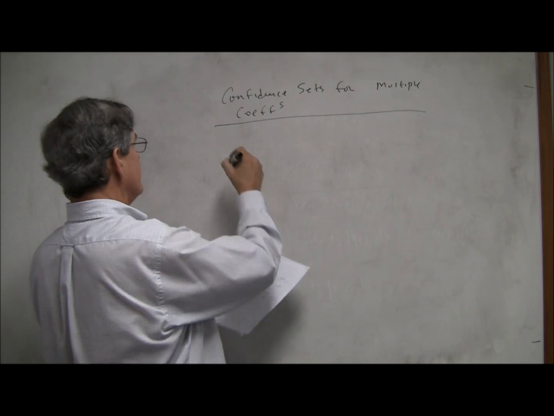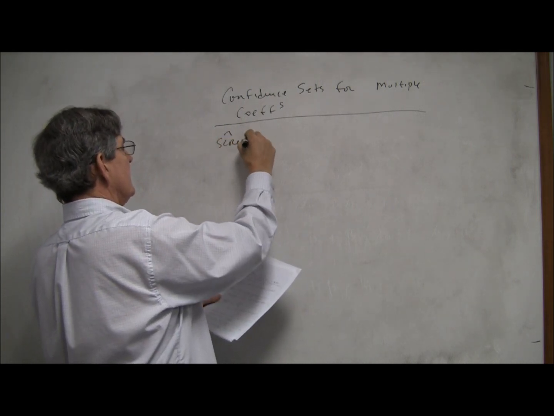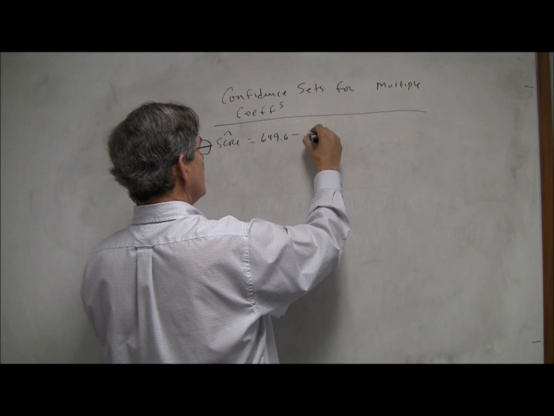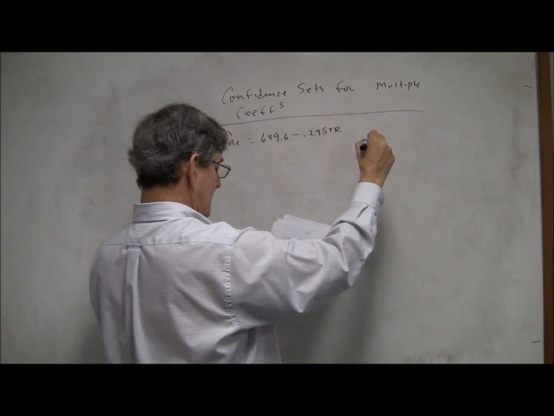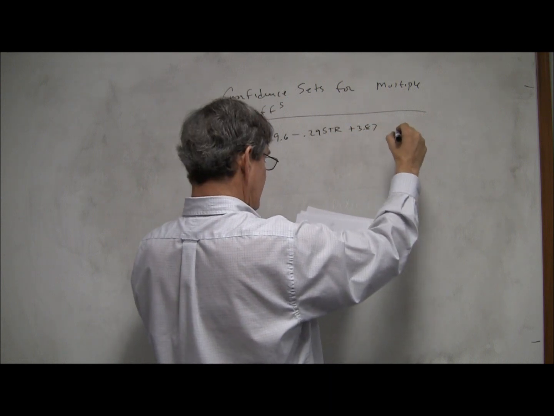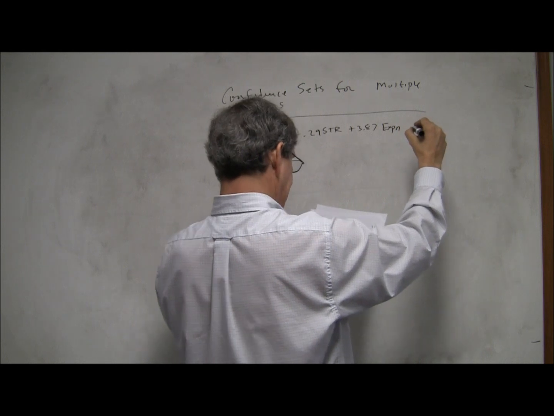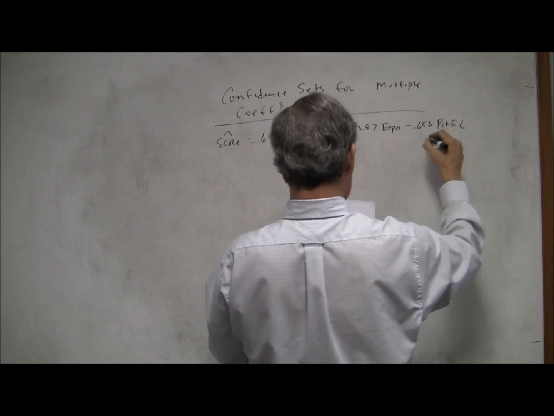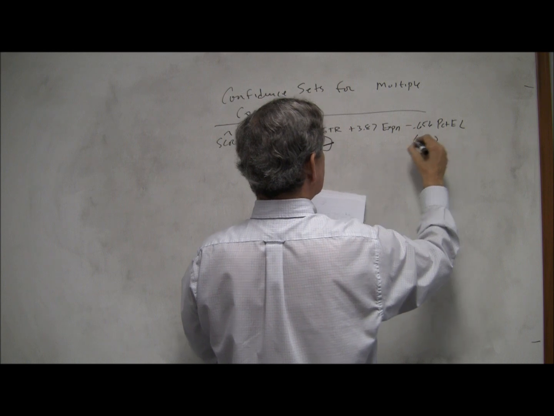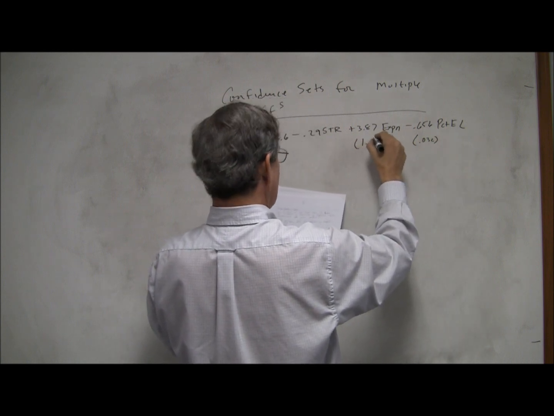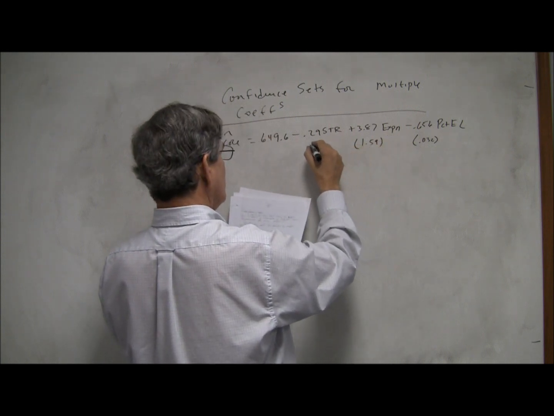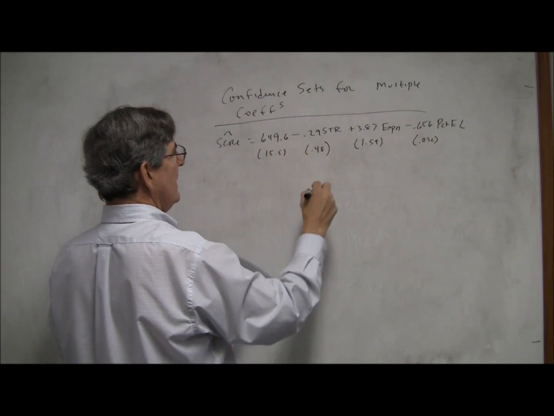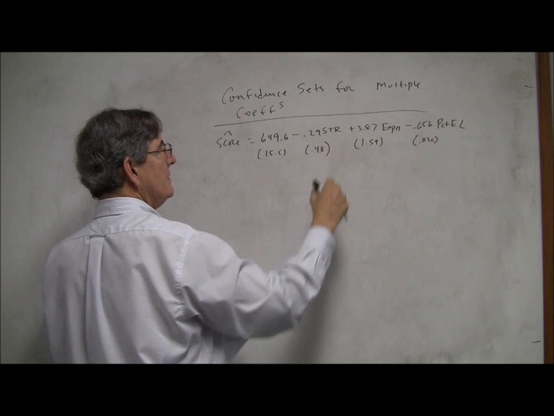So we estimated this model: predicted score is 649.6 minus 0.29 STR plus 3.87 expenditures per pupil minus 0.656 times the percent English learners. And we had some standard errors, 0.032, 1.59, 0.48, and 15.5. And we did a joint test if that and that were simultaneously 0, and the answer was they're not.